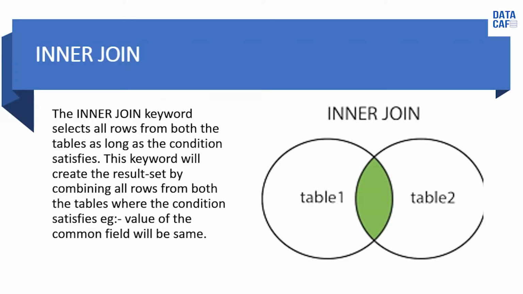As I explained earlier, this is the example for the inner join. The inner join keyword selects all rows from both tables as long as the condition is satisfied. This keyword creates the result set by combining all rows from both tables where the condition is satisfied. You can see there is a table called table 1 and another table called table 2. The intersect area is highlighted in green. According to that diagram, those intersecting records will be retrieved when we execute the inner join.